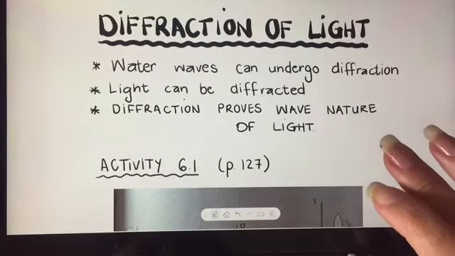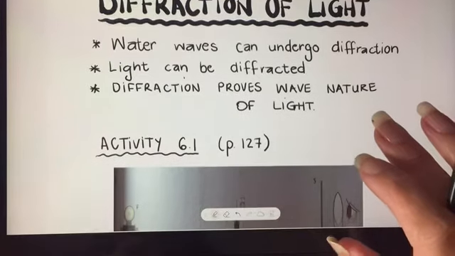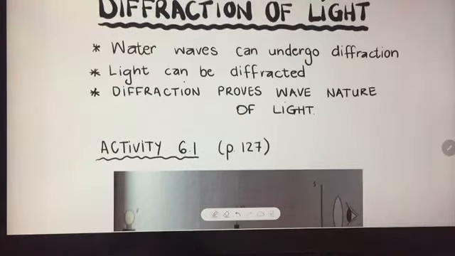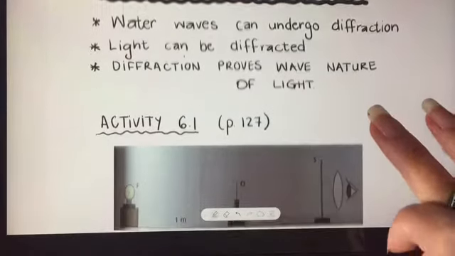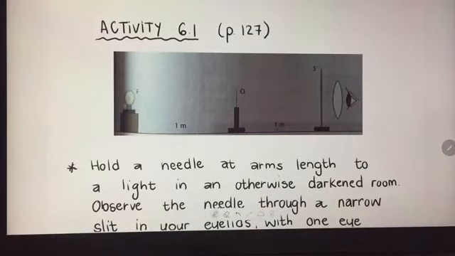Right, ladies, let's take a look at the rest of diffraction. So, in the previous video, you saw that water waves can undergo diffraction. So now, if light can be diffracted as well, diffraction can be used to prove that light has a wave nature. So, the first thing that we can look at is activity 6.1 on page 127.